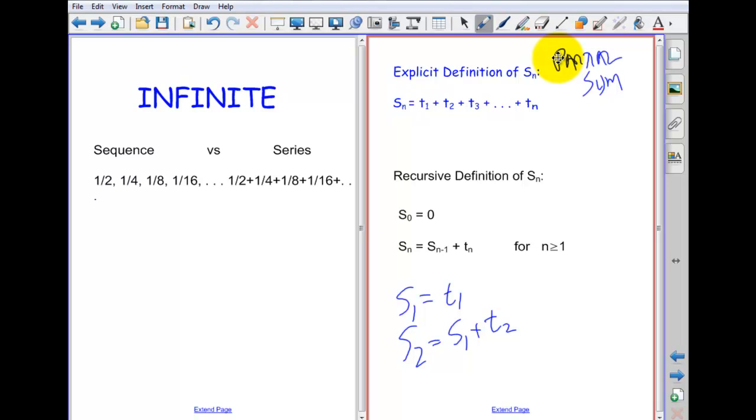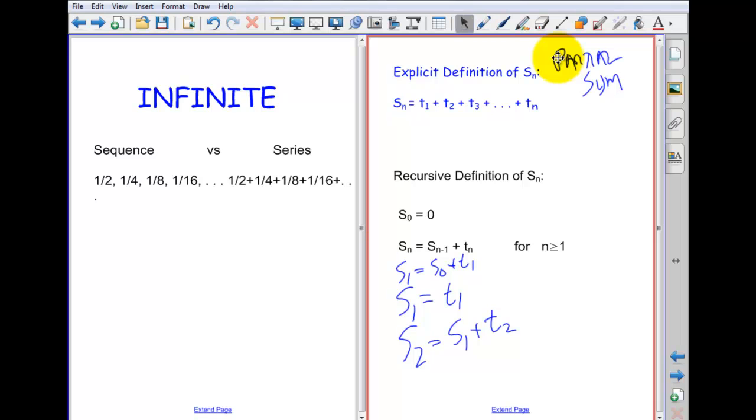Joey, is S sub 0 always 0 then? Yes. Unless your sequence doesn't start at 1. I just have this be 0 so they can refer to S sub 1 as basically S sub 0 plus T sub 1. I could write it that way too. S sub 1 could also be thought of as S sub 0 plus T sub 1. S sub 0 is 0 plus T sub 1. It's just to get the sequence started. So you can define sums recursively.